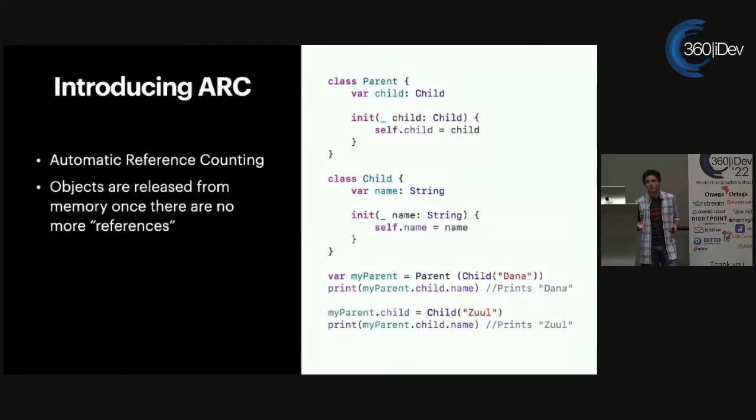This starts off with ARC, the Automatic Reference Counter. Objects are, as you can see there, released from memory once there are no more references. So just to go through here, you've got this parent class, which holds a reference to a child. And let's say, as you can see over here, we had this parent with a child, Dana. And now we're replacing Dana with Zool. At this point, there is no Dana, only Zool.